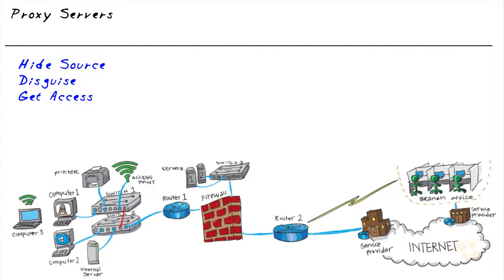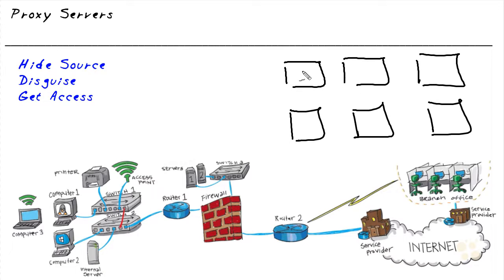And one method that's used by attackers is to do proxy chaining. So let's imagine we have 6 proxy servers, 1, 2, 3, 4, 5, and 6.